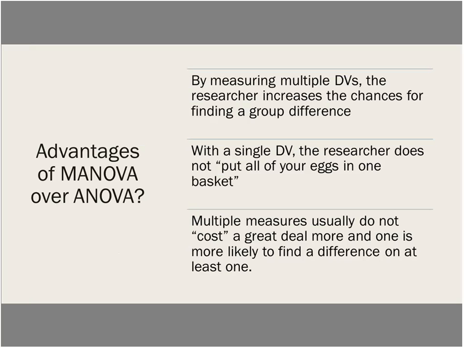By measuring multiple dependent variables, you increase your chances of being able to find some difference. With a single dependent variable, you're basically putting all of your eggs in one basket and saying, okay, this is going to be my outcome. But with a MANOVA, you have multiple dependent variables, and you can see where the differences might be. Multiple measures generally do not cost a great deal more, and in a MANOVA you're likely to find at least one difference, perhaps.